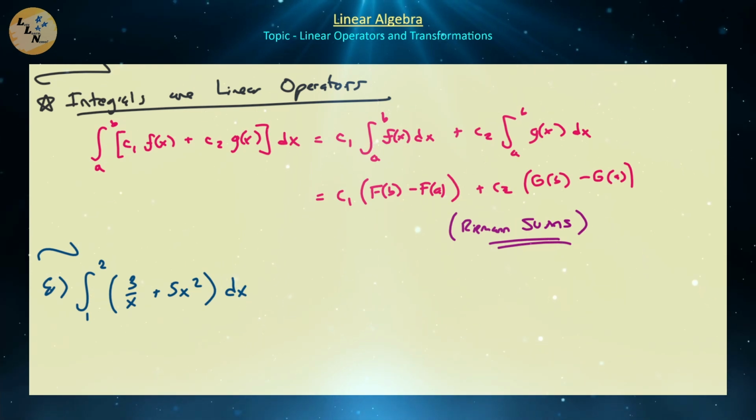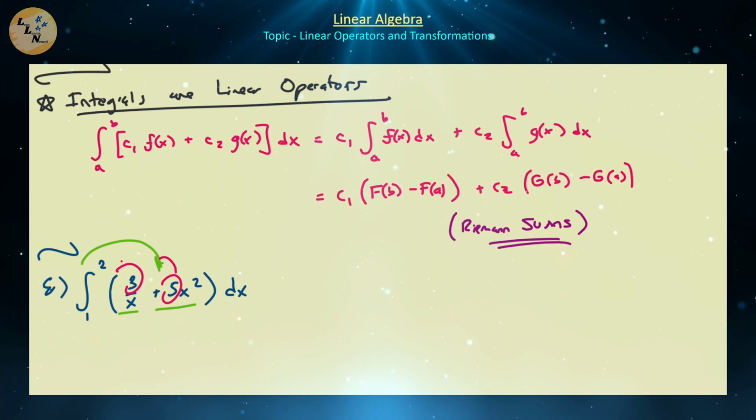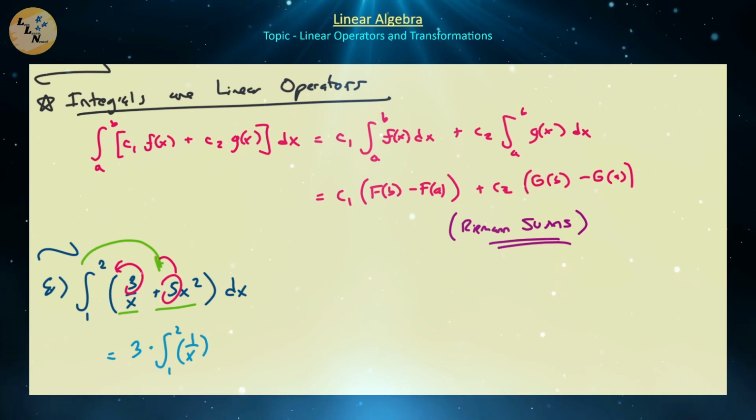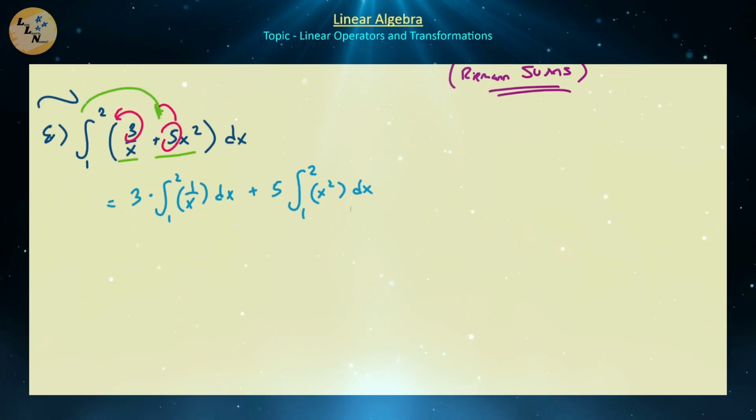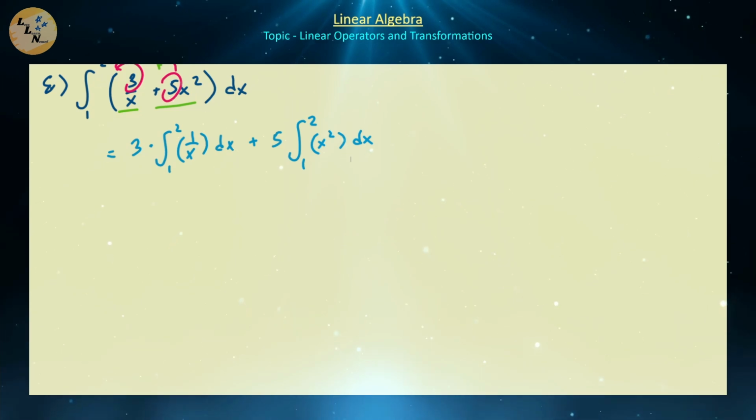So since definite integrals are linear operators, we can distribute over these two terms, and we can also factor out these constants outside of our integral. Once we perform that operation, i.e. take advantage of the linear operator property, this is going to be equal to 3 times the integral from 1 to 2 of 1 over x dx plus 5 times the integral from 1 to 2 of x squared dx. And from here, the single variable calculus comes into play.